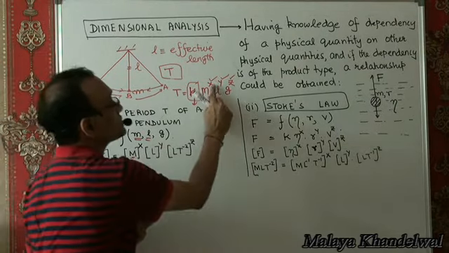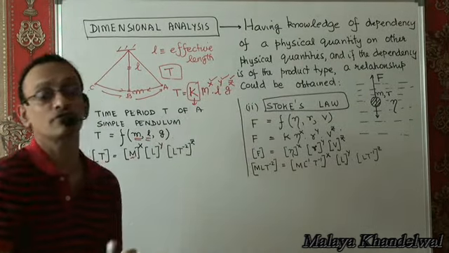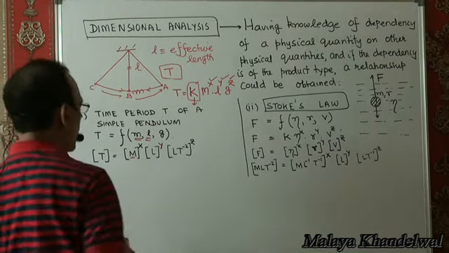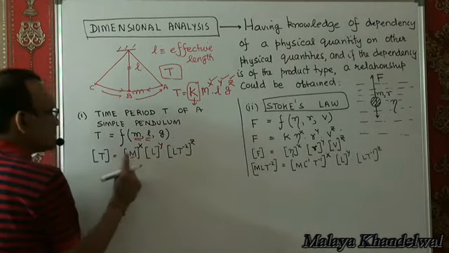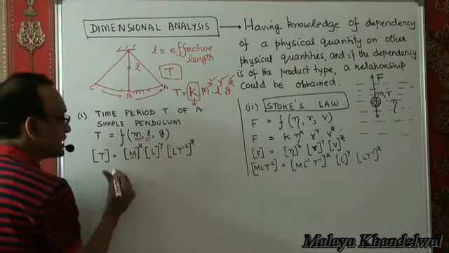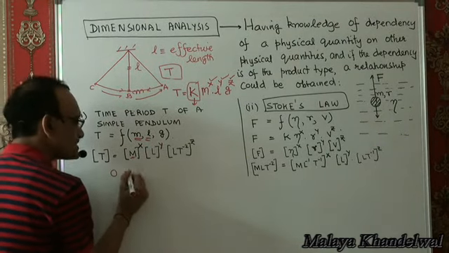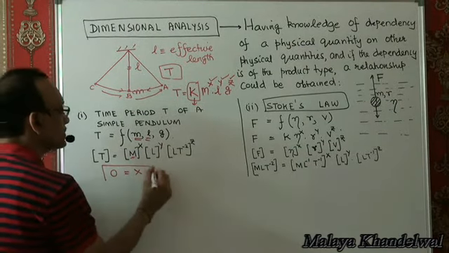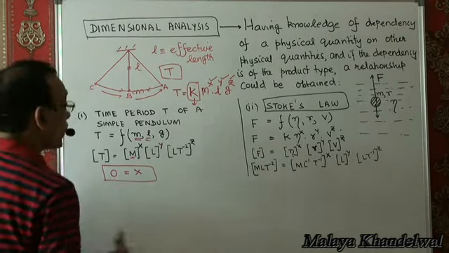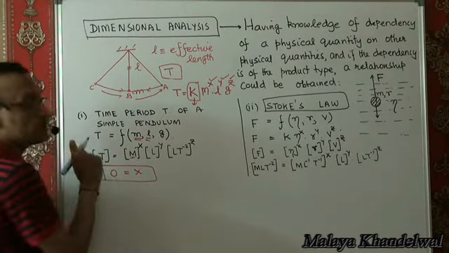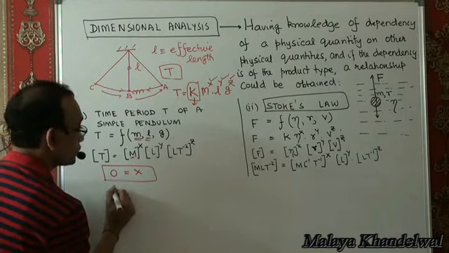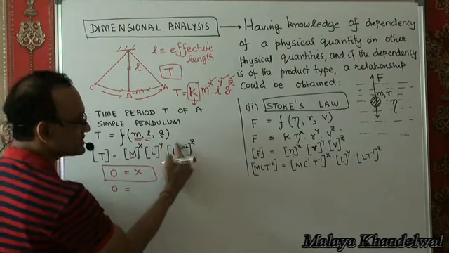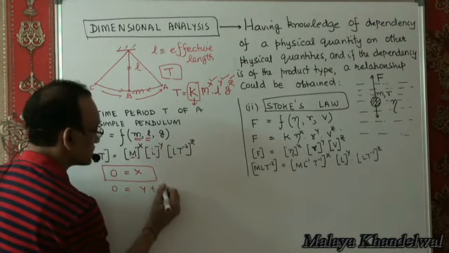Once we solve for x, y, z, we'll have a formula for the time period of a pendulum with the help of dimensional analysis. What's the power of M on the left hand side? 0. What's the power of M on the right hand side? x. So very clearly x has to be 0. What's the power of L on the left hand side? 0. But on the right hand side it is y plus z, y coming from here and z coming from here.